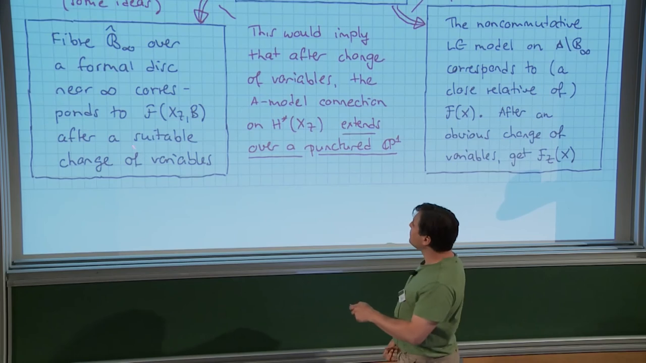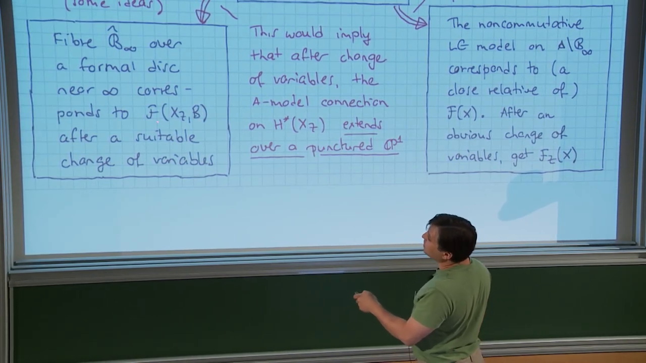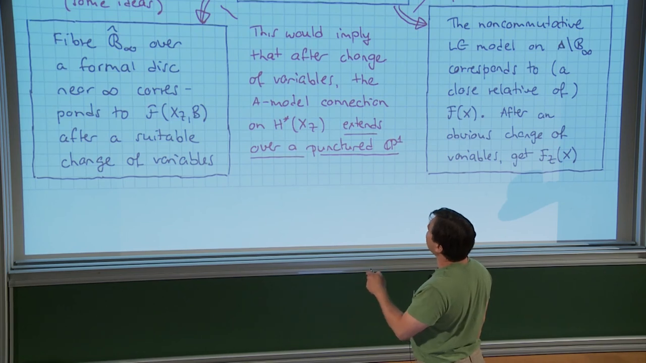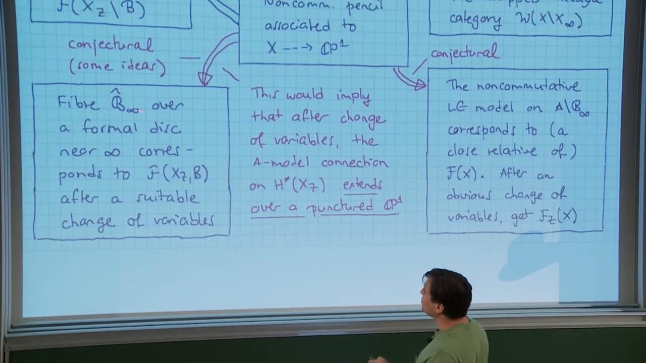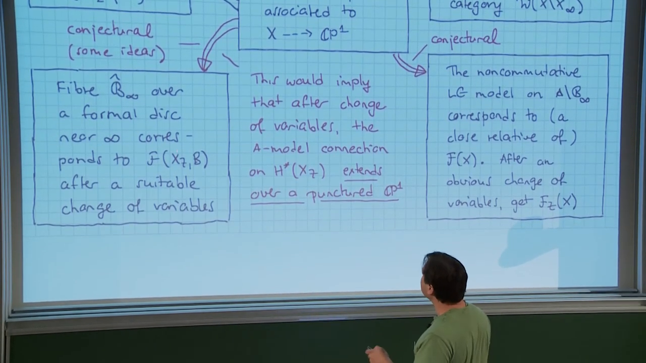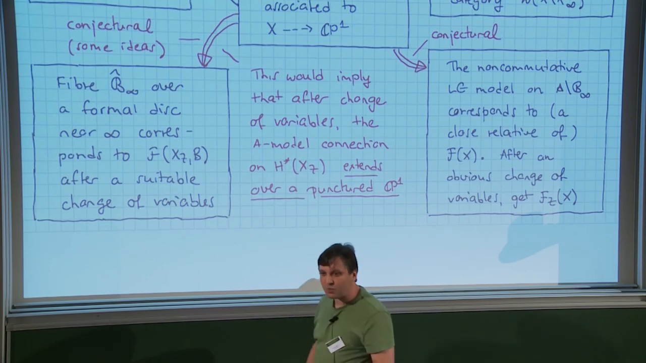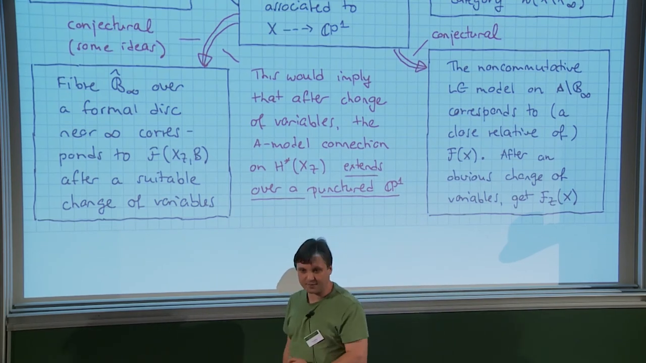Okay, and obviously, if this is true, then that A-model connection is the non-commutative Gauss-Manin connection that's associated to this family here in a formal disk near infinity, which means that if you change variables back to the variables that are rational on the P1, then this connection extends rationally.